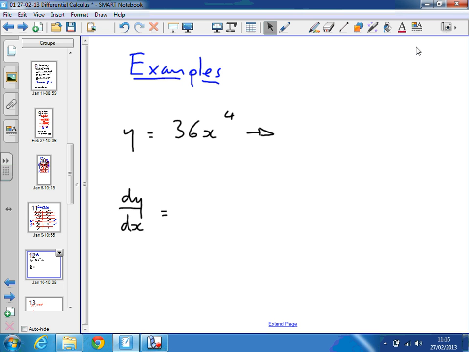So the first one I want to look at then, y equals 36x to the 4. This is the convention that we're using. The two variables involved are y and x. So if I want to differentiate this, it's dy by dx to get the differential. And I apply the rule. Which rule do I use? And what do I do?